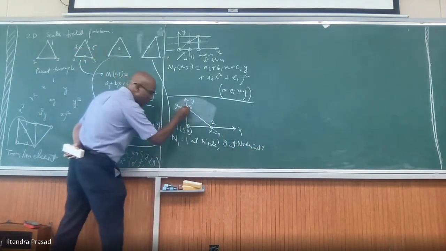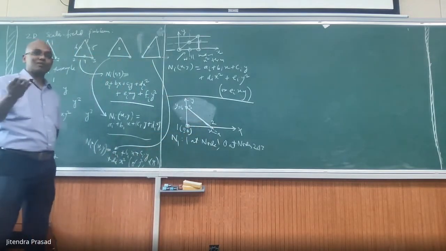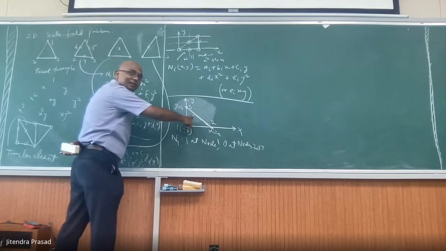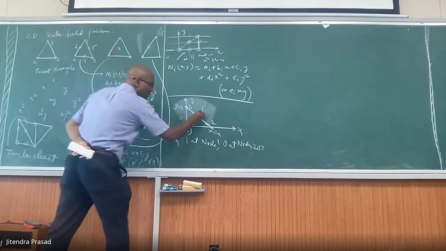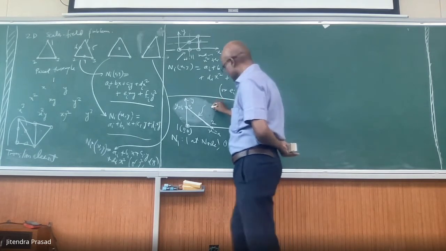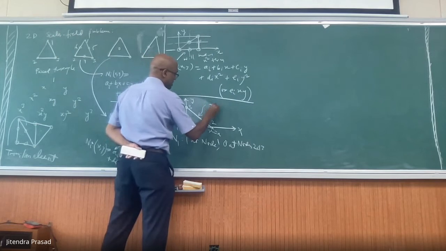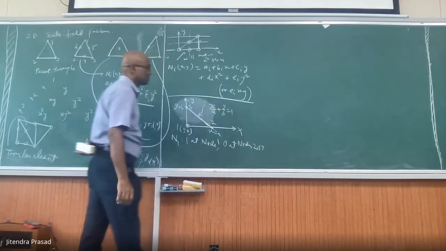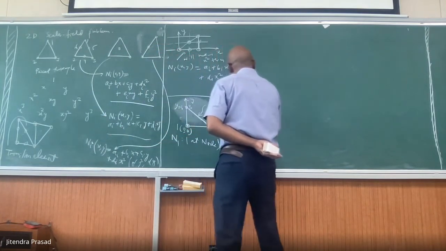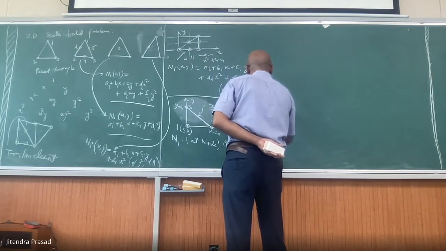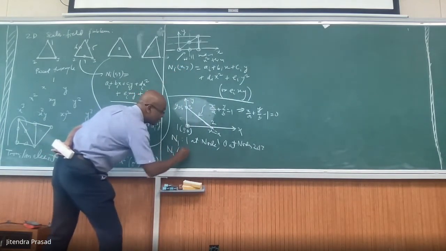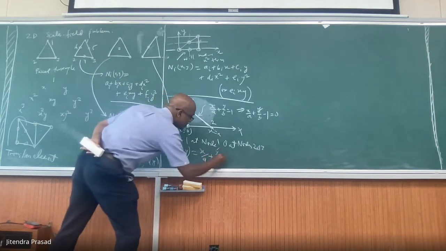Meaning that if you know the equation of this line, you make it equal to 0, right? What is the equation of this line? x over a plus y over b is equal to 1. Right? So that really means x over a plus y over b minus 1 equal to 0. This is what I propose: Ni(x,y) is equal to x over a plus y over b minus 1.